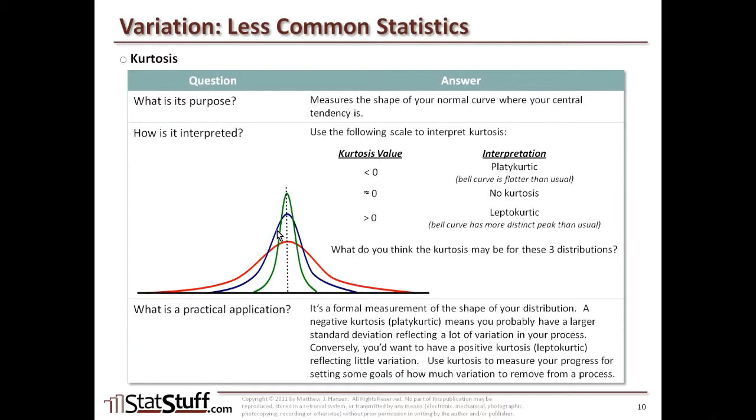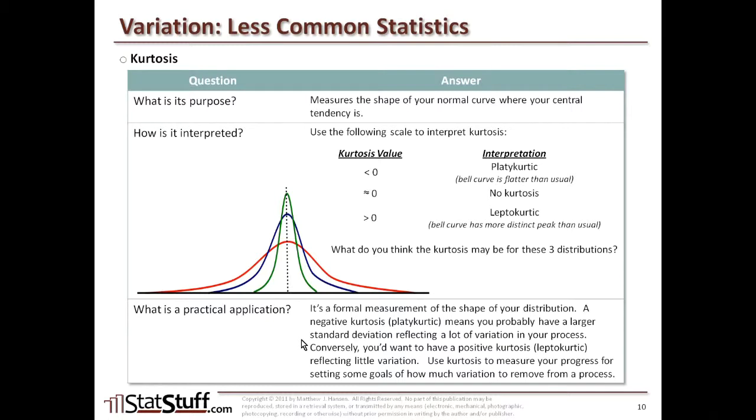Compare that to the green distribution that's on here. In this one, we would call that leptokurtic. It probably has a kurtosis that's much greater than 0, and that would just mean that there's a lot less variation around the mean. So this is a way, from a practical standpoint, as a formal measurement of the shape of our distribution. A negative kurtosis, again, when it's platykurtic and more flat, like a plateaued distribution, that means you're probably going to have a larger standard deviation that's reflecting a lot of variation that's in our process. But on the opposite side, what we might want to prefer to have is more of a positive kurtosis, something more leptokurtic, where we have a lot less variation, which tends to be a much better thing.